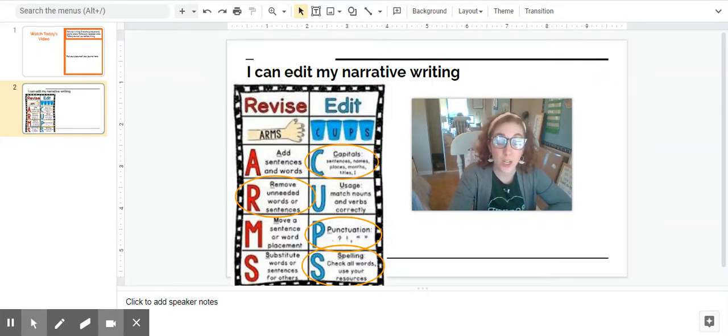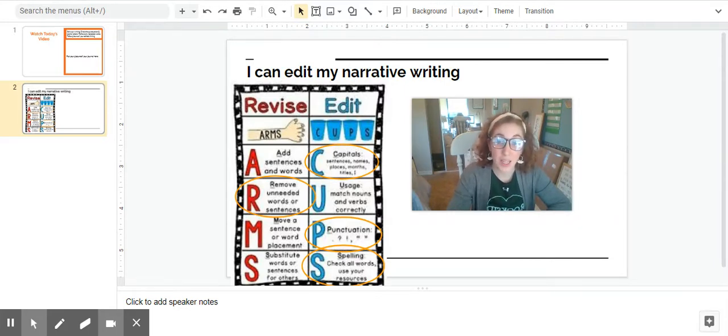P is for punctuation. So we're going to circle all of the punctuation. That means a question mark, exclamation mark. That means quotes around what someone is saying. Or if you have a period or a comma.